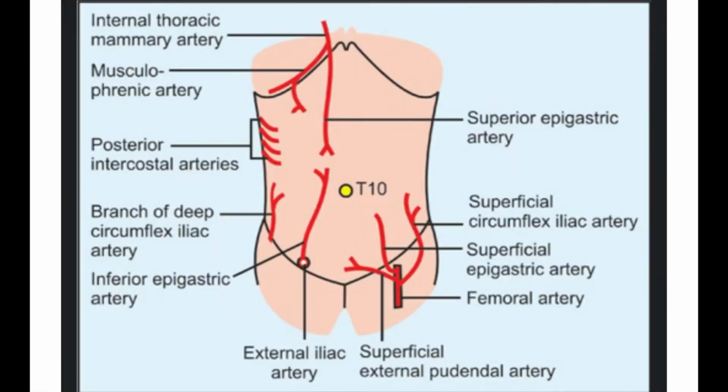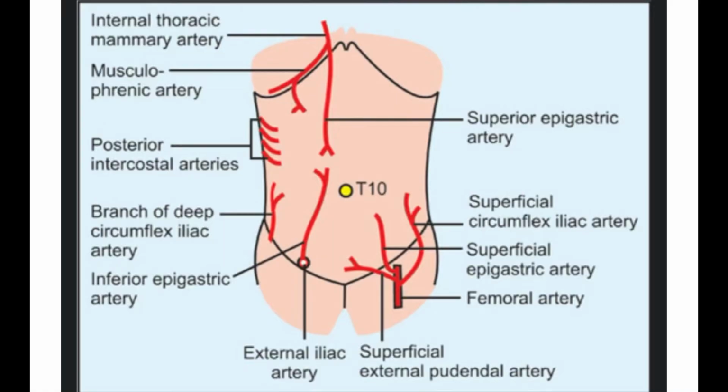So let's talk about the arterial supply of the anterior abdominal wall. So we have 3 superficial and 6 deep arteries. For the superficial arteries, we have the superficial epigastric artery, which is the first one. The second is the superficial external pudendal artery. And finally, we have the superficial circumflex iliac artery. So all these arteries are branches coming from the femoral artery, as you can see.